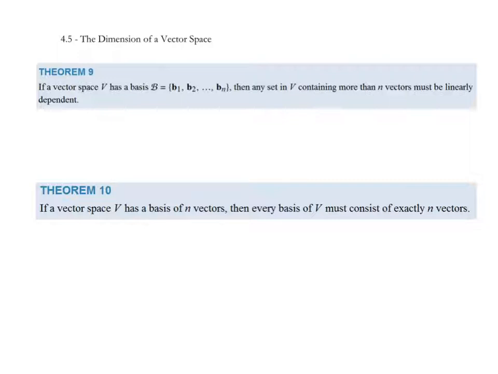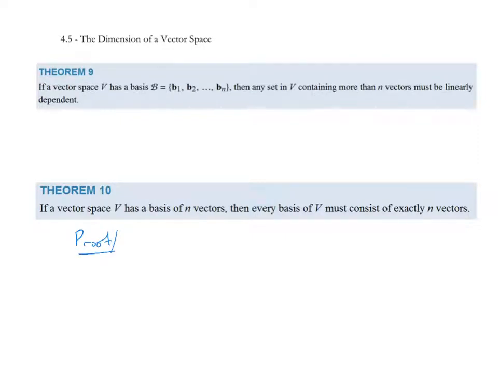That one you should hopefully be able to grasp, but just to point out, my basis set is linearly independent by definition of basis. So if a set has more vectors than that, they have to be dependent. Okay, and then theorem 10, which we will do a proof of: if a vector space V has a basis with n vectors, then every basis must consist of exactly n vectors. Okay, so that's theorem 10. Any other basis for my vector space has to have the same number of vectors. Like I said, we are going to do a proof of theorem 10, so let's get rolling on that.